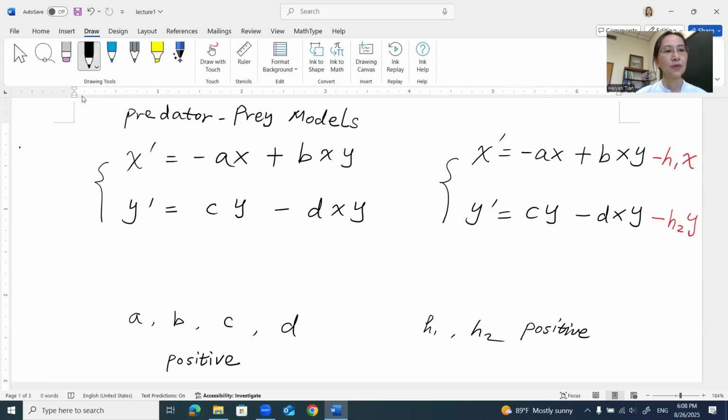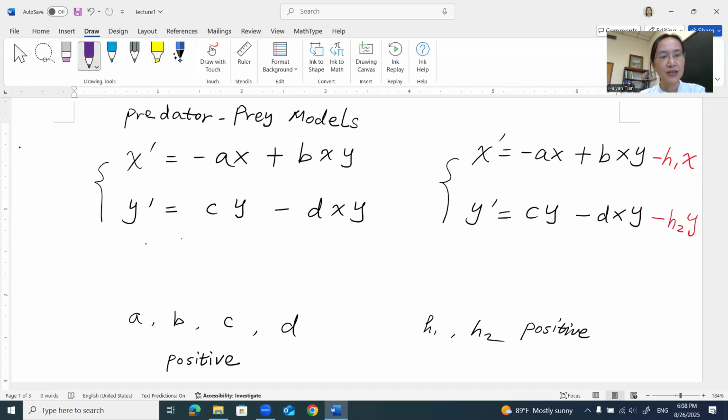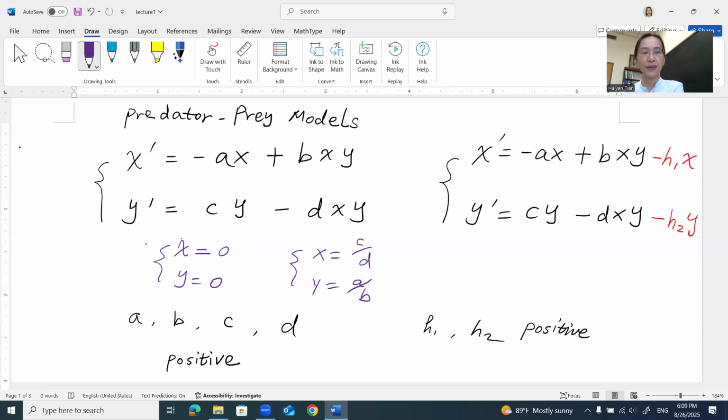As you recall, our constant solutions for the first system, if we only determine the constant solutions, X equals 0, Y equals 0, that's one constant solution, right? Another constant solution is X is C over D, Y is A over B. So we have two constant solutions for the first model.